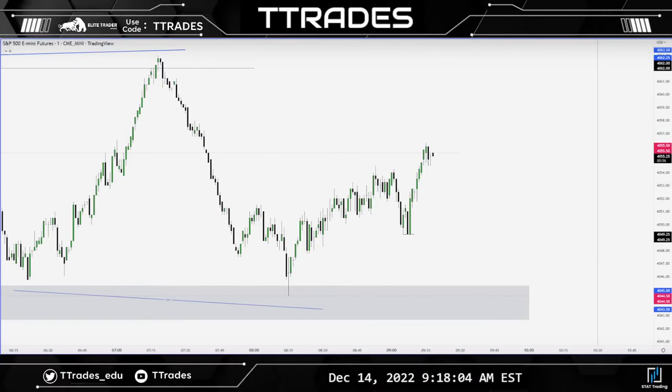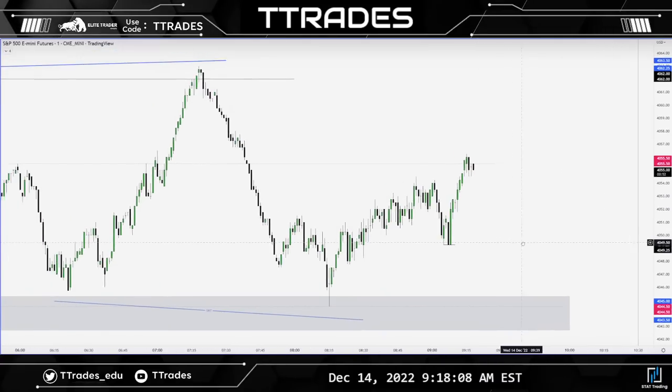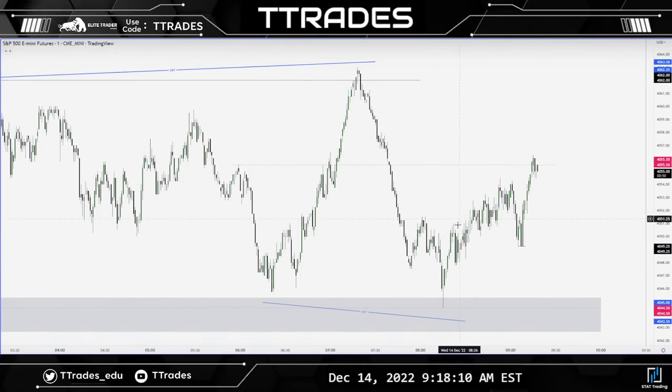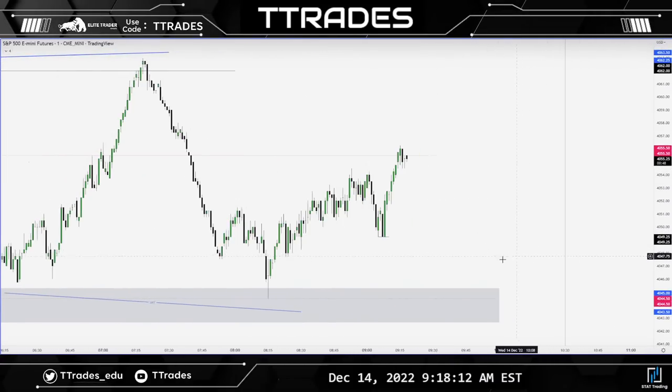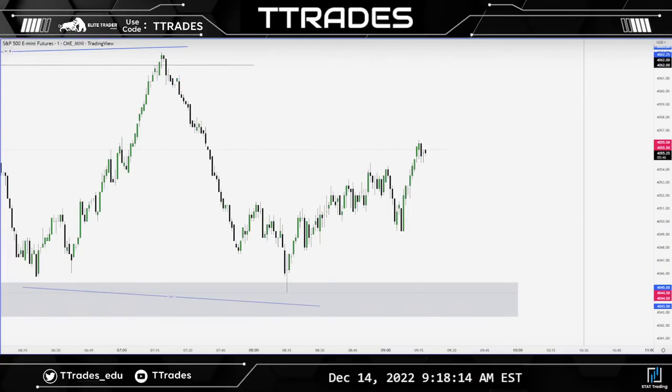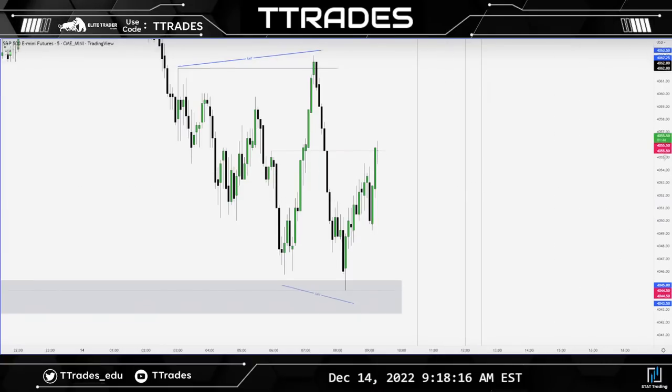I'm missing a lot of these. Hold up. Do I use Wyckoff? No, but I'm sure it's similar to like box setup, all of that stuff.